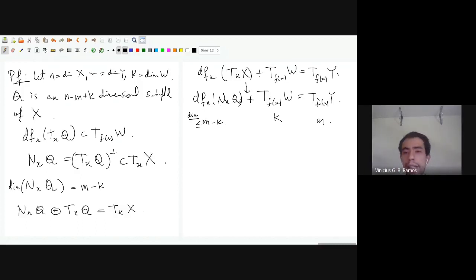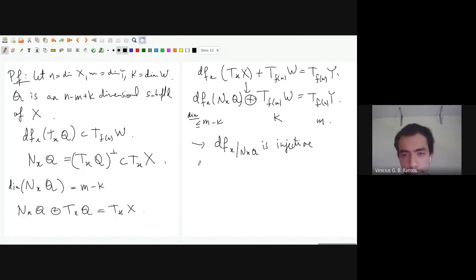So the dimension of the image is at most the dimension of the domain. This has dimension less than or equal to m minus k. This has dimension k, and this has dimension m. So what does this mean? The first thing, it means that this has to be a direct sum, and this df has to be injective here. So df restricted to the normal bundle of Q is injective. The dimension of the image has to be equal to the dimension of the domain. Okay, and then this has to be a direct sum, so they can't intersect non-trivially. Otherwise, they would not be able to span something of dimension m.